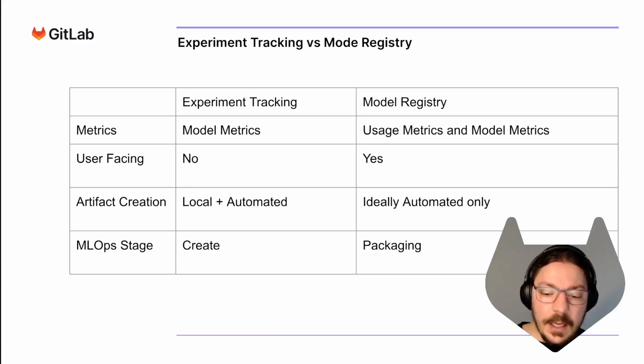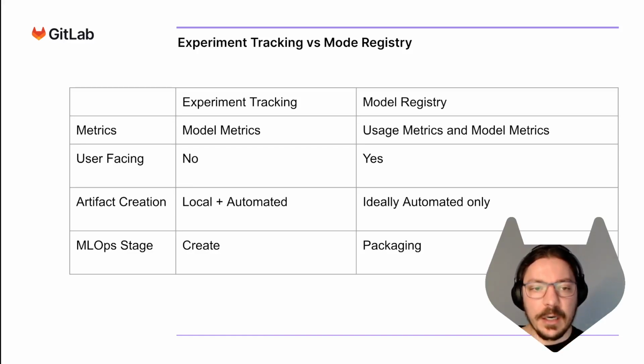On experiment tracking, the model candidates have not yet seen the outside world. They have not been exposed to users. So the metrics that you use to compare them are mostly model metrics, like accuracy or area under the curve, so more of the academic machine learning metrics. While with the model registry, you actually put them in production and you can measure them against usage metrics. Like I said, on experiment tracking, none of the candidates are user-facing yet, while on the model registry they already are.